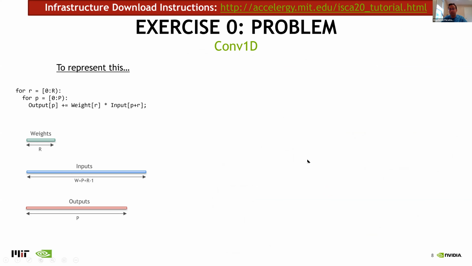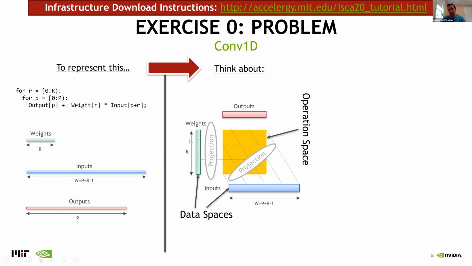We begin with a very simple problem, which is a 1D convolution. The 1D convolution may be represented as a loop nest, which looks something like this. You go over a set of R filter weights and a set of P output activations. In the body of the loop, you're scaling each input with a particular weight in a sliding window fashion.